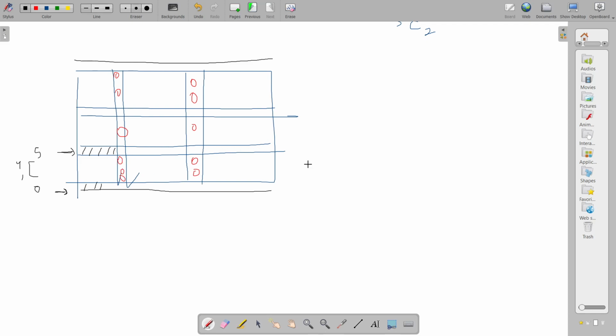So there are total 5 elements. So 5C2 minus these pairings, these 3C2 plus 2C2. And similarly you can go. This is the gist of the algorithm.